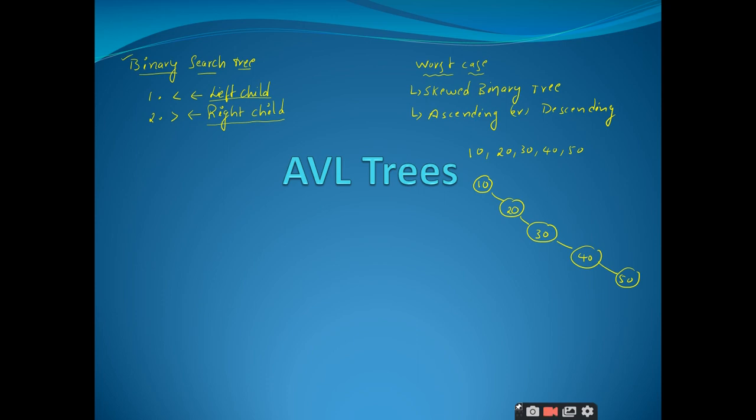But if you consider the worst case scenario where you are constructing a binary search tree consisting of elements which are given in the ascending order, then you will get a BST like this, which is called as the skewed binary tree. So what can be the search operation? What can be the worst case search operation here?